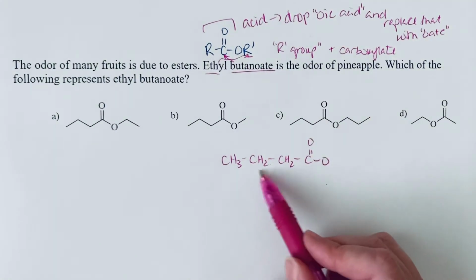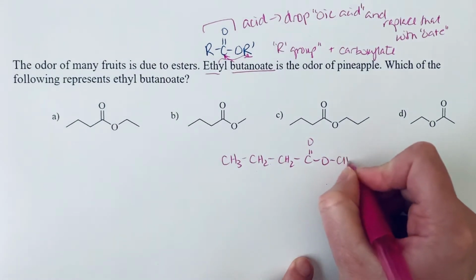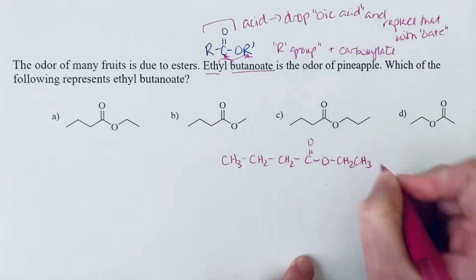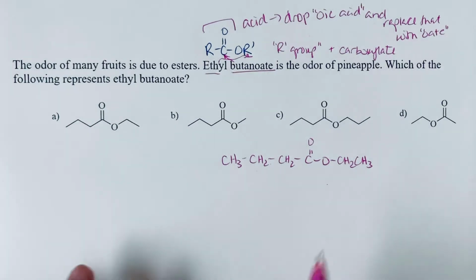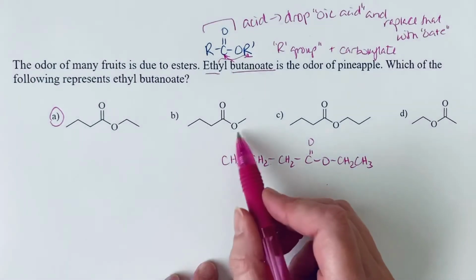Since it's an ester, it would be butanoate, and that means we have an ethyl group attached to that oxygen. And so if we take a look at the options, that is A. Okay, so that was a relatively fast one to solve, but let's go ahead and practice, and we'll answer what the other ones are called as well.